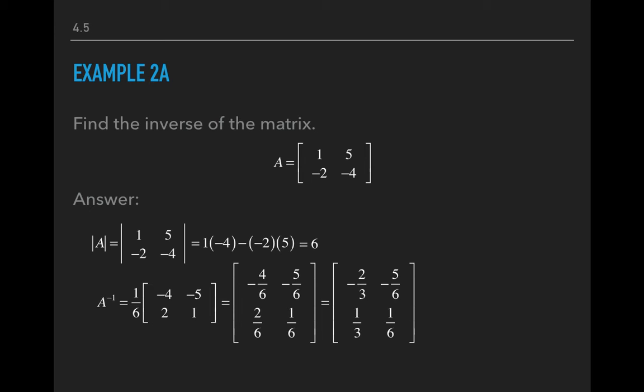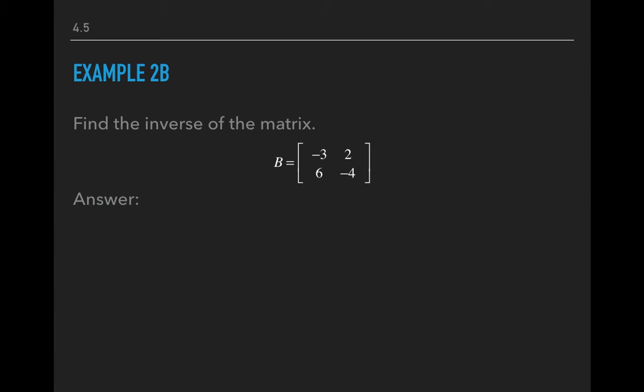Here's our second one. We're now working with matrix B, and the values there are negative 3, 2, 6, and negative 4. Those are the elements in the original matrix. So again, to find the inverse, we need to find the determinant. That means we're going to multiply -3 times -4, that's on the major diagonal, and subtract 6 times 2. But that gives us 0.